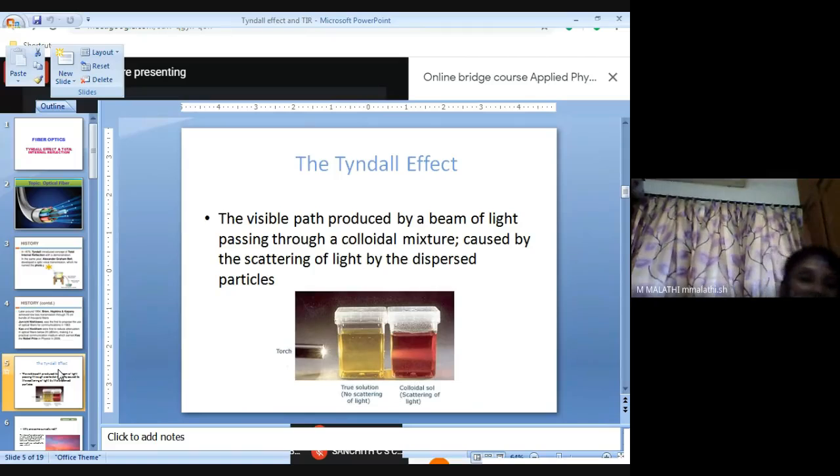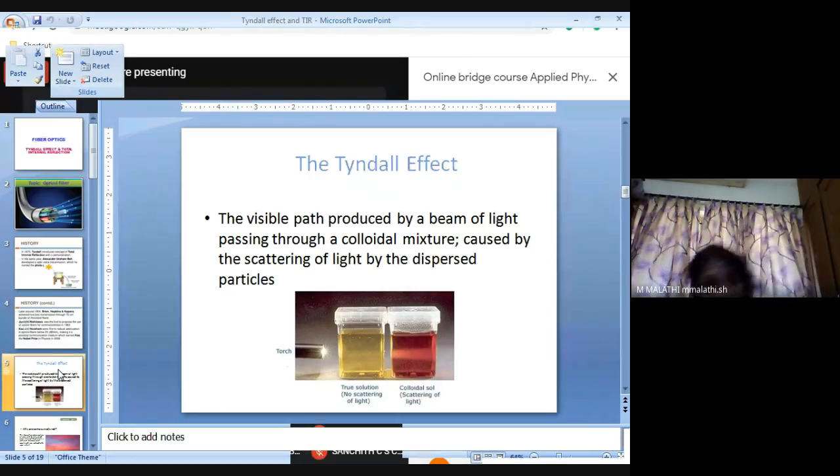So what is this Tyndall effect? We are going to see. This is just a basic thing. What does the Tyndall effect actually mean? It means when light is passing through a medium, the medium should have some particles. The particles should have a sufficient size so that when light passes through the medium, it is scattered by the particles. Because of that, the path of the light through the medium is visible. This is the Tyndall effect.